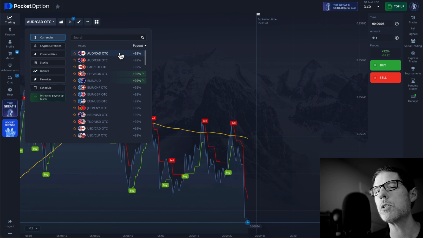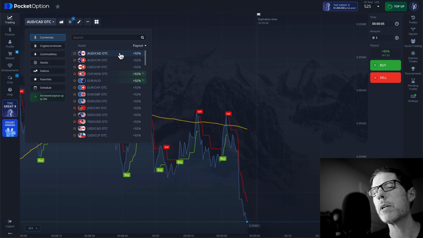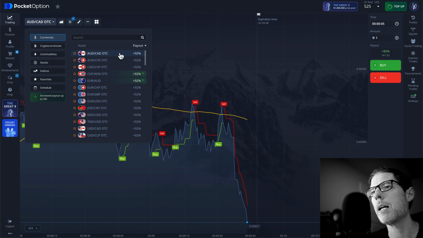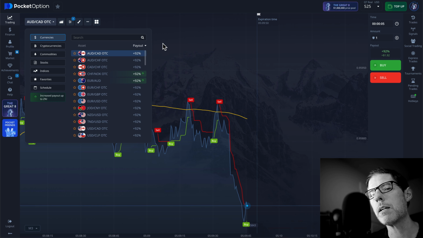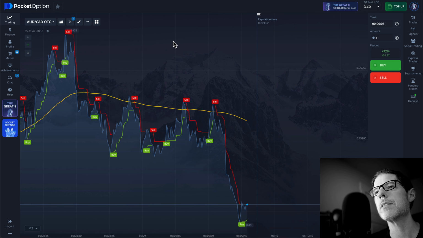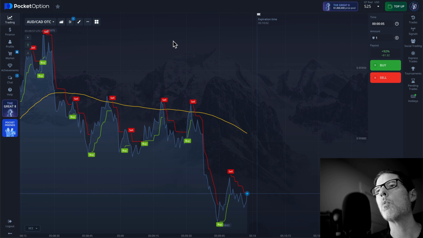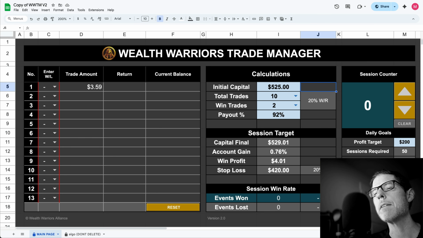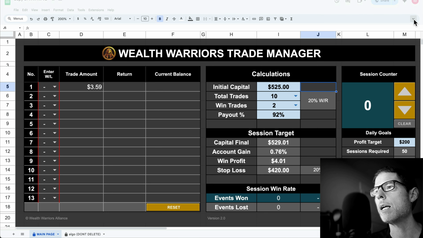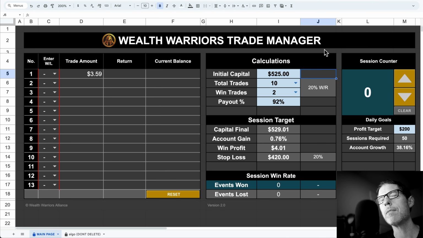So that's pretty straightforward. A lot of you guys already know about that if you've been using Pocket Option for a while. The reason I'm saying all this about the payouts is because it kind of complicates the math. And so what we use to make life a lot easier is something called the Wealth Warriors Trade Manager. Now, this is a highly advanced trade manager with mathematical calculations, which allows you to win even if you have losses.